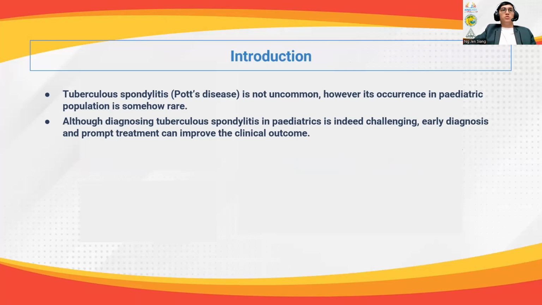For introduction, tuberculosis spondylitis, also known as Pott's disease, is not uncommon. However, its occurrence in the pediatric population is somehow rare. Although diagnosing tuberculosis spondylitis in pediatrics is indeed challenging, early diagnosis and prompt treatment can improve the clinical outcome.